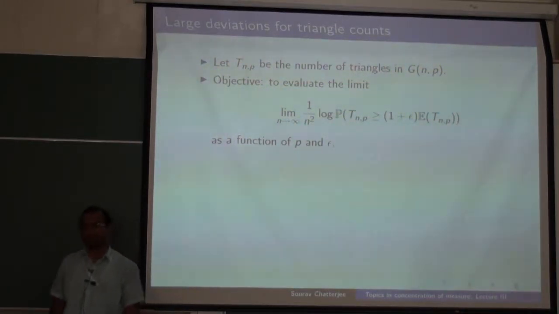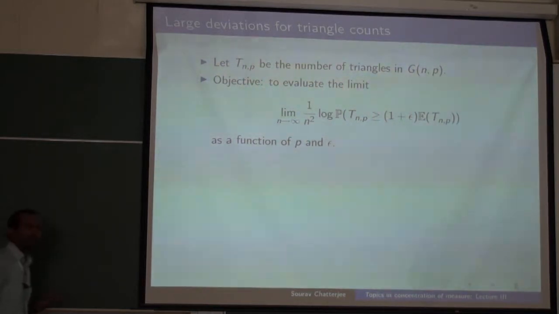So in the first lecture we saw some results about the behavior of this thing if p is also going to 0. Okay, if p is going to 0, what is the behavior of this thing? We showed it's like p squared log 1 over p. But here we are asking a different question. Here p is fixed. p is not going to 0. And we want to evaluate this limit. We want to find this limit as a function of p and epsilon. Okay, fixed epsilon and fixed p, and we want to find this limit.